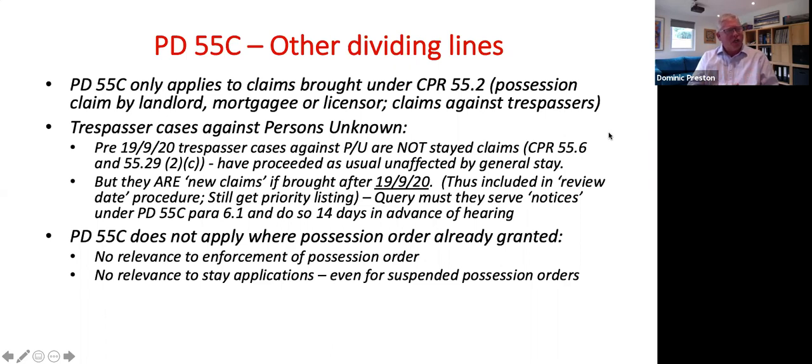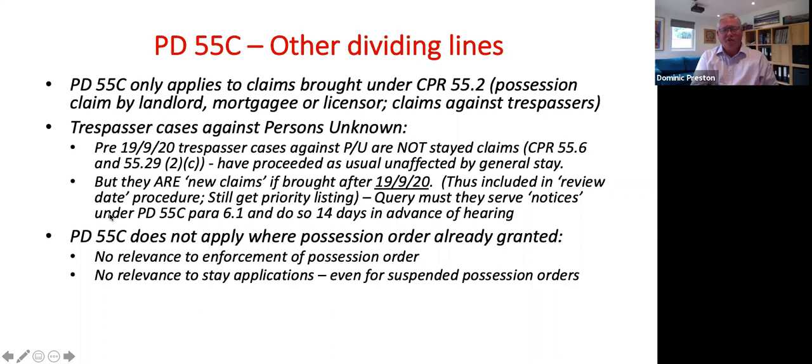I would just highlight the way in which trespassers have previously been dealt with differently. So they were not stayed claims, but of course it's trespasser claims against persons unknown, not all trespasser claims that weren't stayed. So pre the 19th of September, trespasser cases against persons unknown were not stayed at all. Consequently, the CPR is not relevant, the PD 55C is not relevant to those claims. However, from the 19th of September 2020, the practice direction applies to all claims.